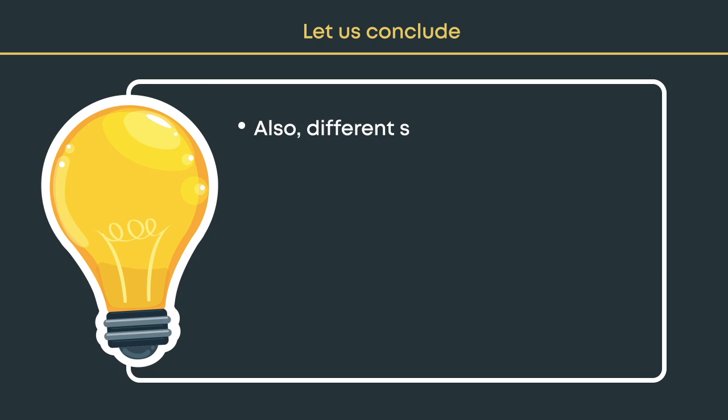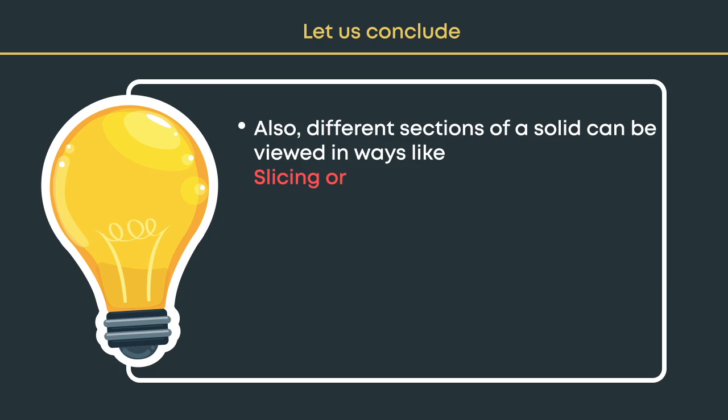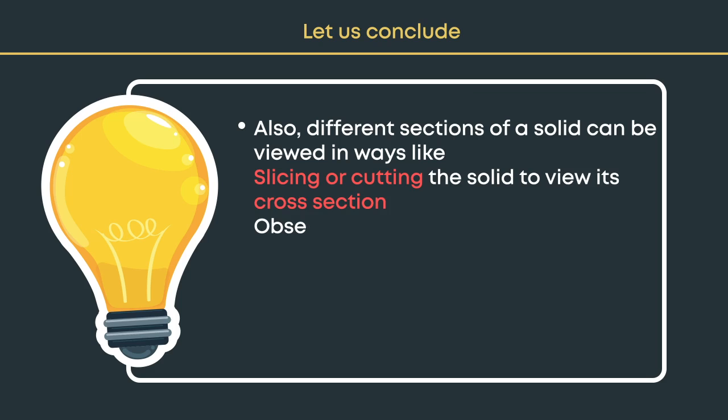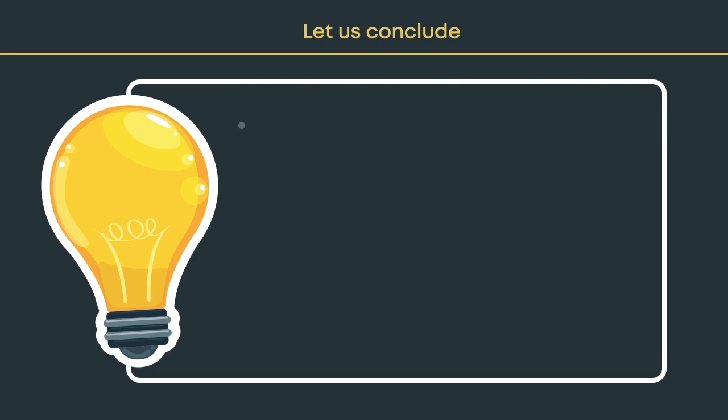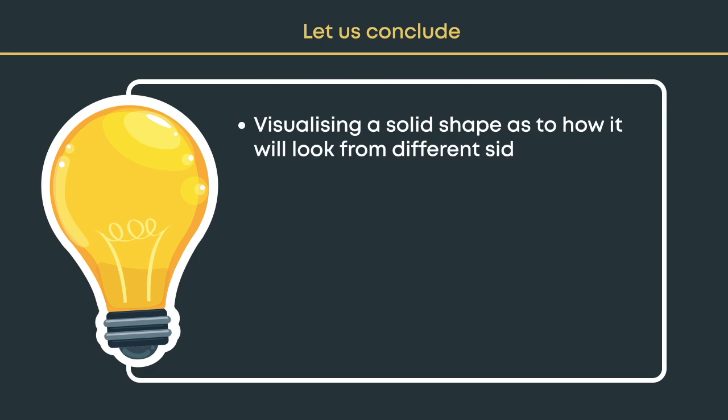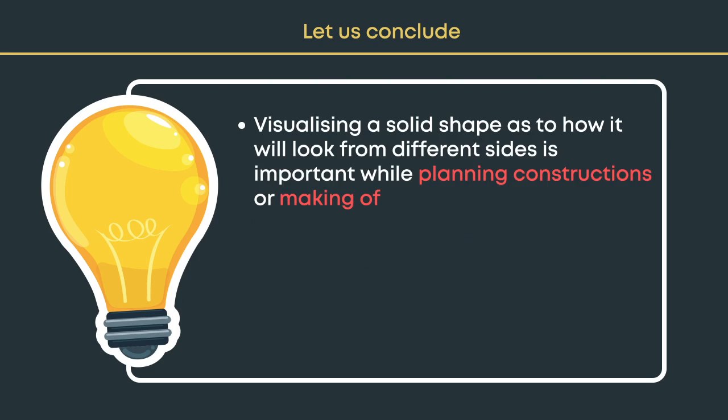Also, different sections of a solid can be viewed in ways like slicing or cutting the solid to view its cross-section, and observing the 2D shadow of 3D shapes. Solid shapes, when looked at from different positions, will look different. Visualizing a solid shape as to how it will look from different sides is important while planning constructions or making of any object.